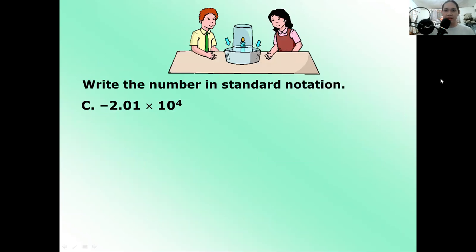Another example: write the number in standard notation, negative 2.01 times 10 to the power of 4.